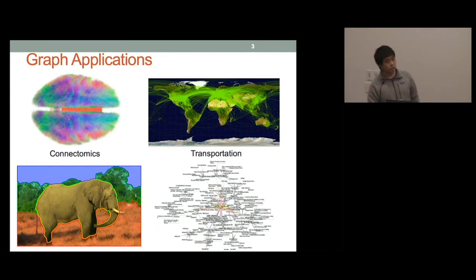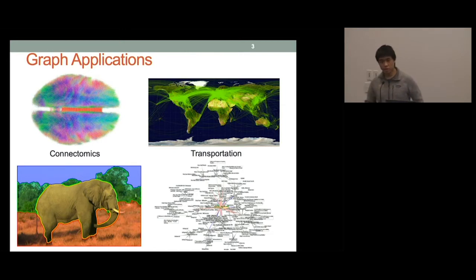So graphs are used in connectomics, which is the study of the structure of the brain. So here you have vertices representing neurons, and then there are edges connecting neurons if there's some sort of interaction between them. You can also use graphs to model transportation networks, and you might be interested in finding the shortest path from one location to another location in a transportation network, and that would be solved with a graph algorithm. Graphs are also used in image segmentation in computer vision. They're also used to model the internet, where you have vertices as web pages and then links between vertices corresponding to a hyperlink that exists on one web page and points to another web page.